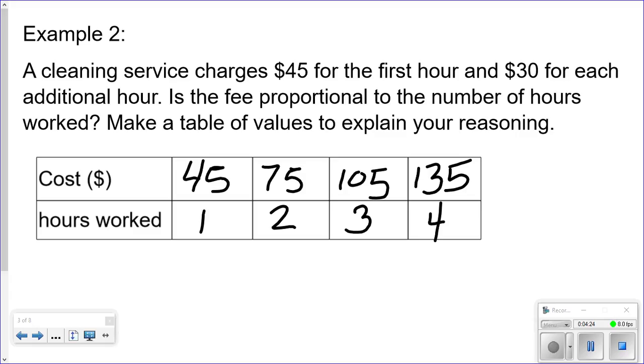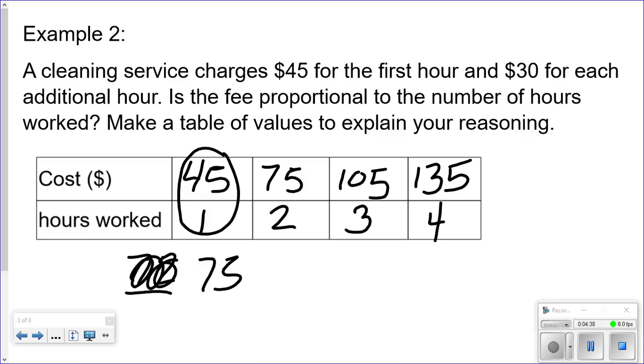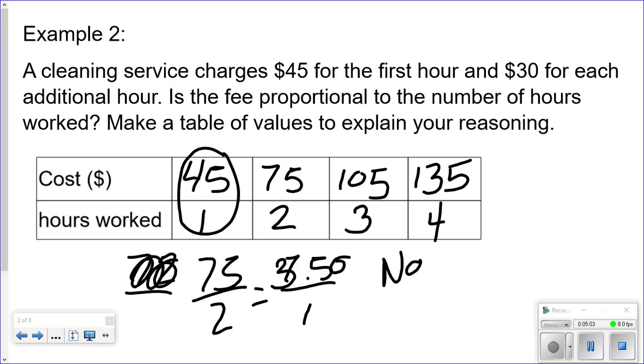All right, same as before, we need to find the unit rates. So far, we already know we have a unit rate of 45/1. If we were to take the rate of $75 over 2 hours, that would simplify to $37.50 in 1 hour, which is not equal to 45/1. At this point, you would actually be able to stop because you have 2 rates that are not equal. Once you have 2 rates that are not equal, that is now a non-proportional relationship.